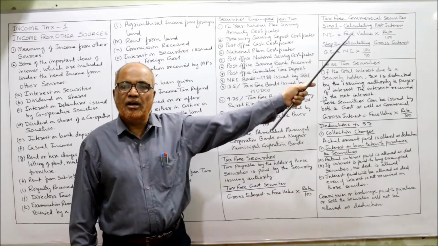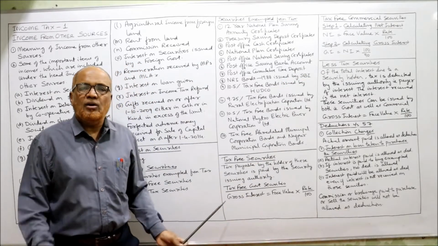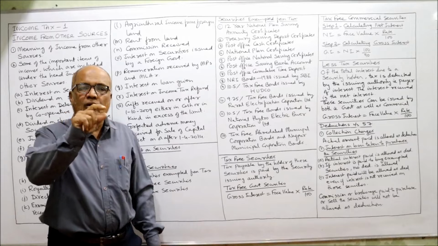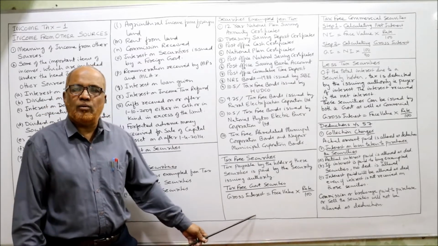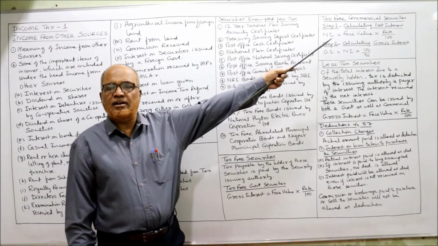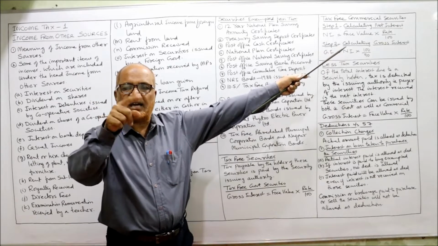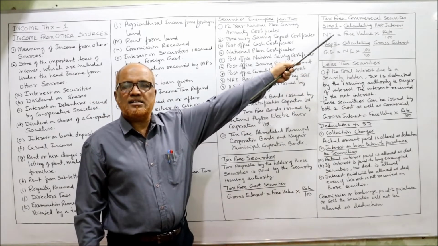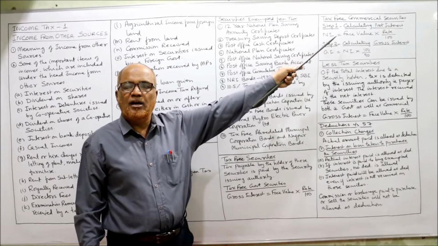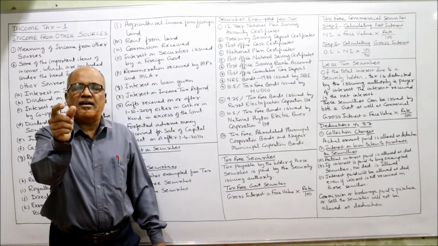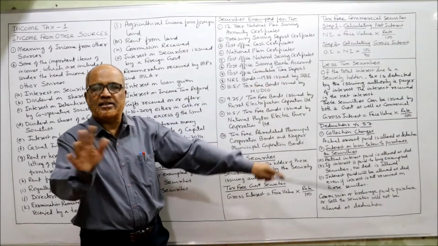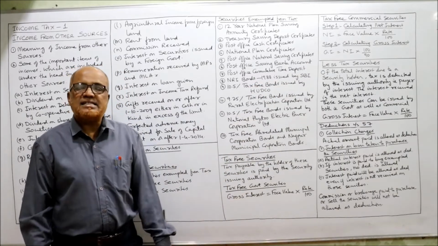For tax-free government security, only 1 step: gross interest is equal to face value into rate by 100. If it's a commercial security, 2 steps. First calculate net interest, second calculate gross interest. Net interest is equal to face value into rate by 100. Gross interest is equal to net interest into 100 by 90. That's all. Now the last one is less tax security.